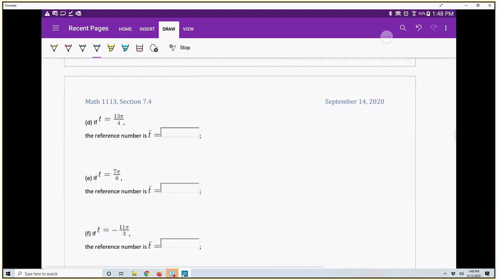13 pi over 4, again, I can just employ the counting process. So we will draw the angle in the standard position first, remembering that there are 2 pi over 4s in each quadrant. So that's 2, 4, 6, 8, 10, 12, and I need one more, so it's here. So that's 13 pi over 4.